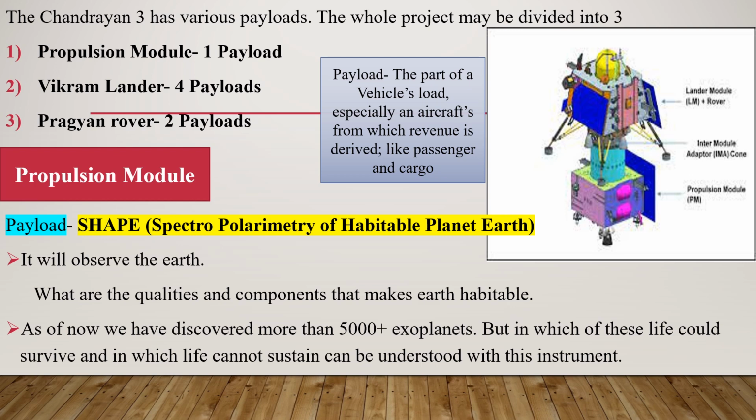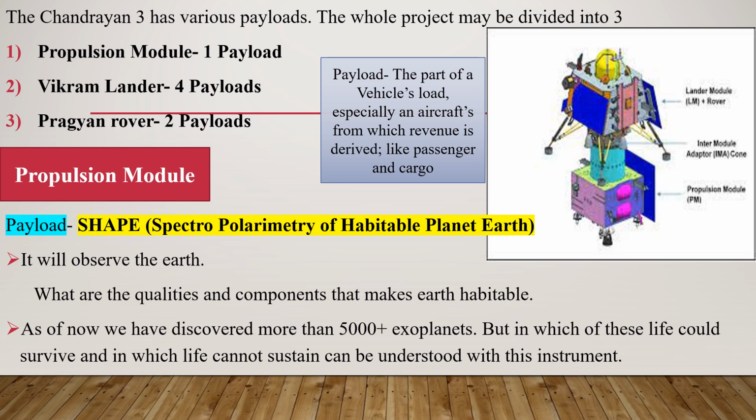The propulsion module has 1 payload which is named SHAPE. The full form of SHAPE is Spectropolarimetry of Habitable Planet Earth. So what this SHAPE will do is observe the Earth and the qualities and components which make Earth habitable, due to which life is possible on Earth.